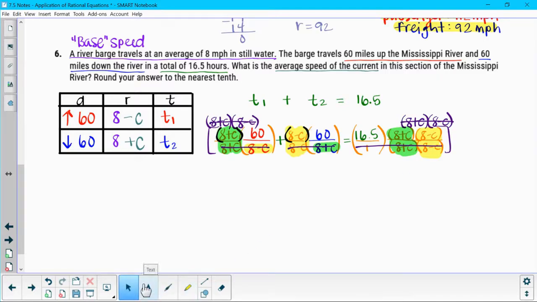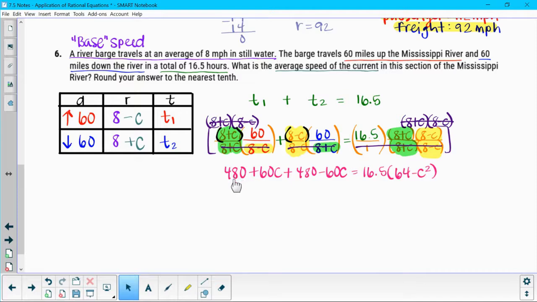Now, one thing I do want you to know, it says round your answer to the nearest tenth. So anytime you read that, it's a problem where you can use your calculator. So we will use our calculator in the end, just for this one particular problem.